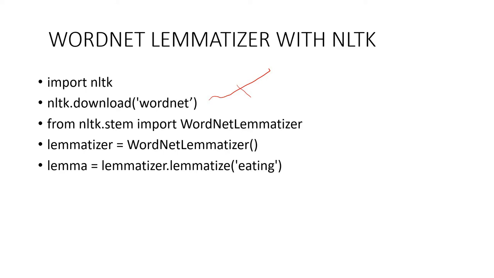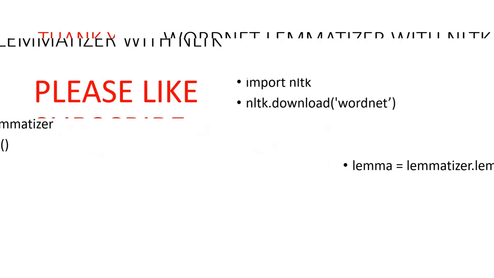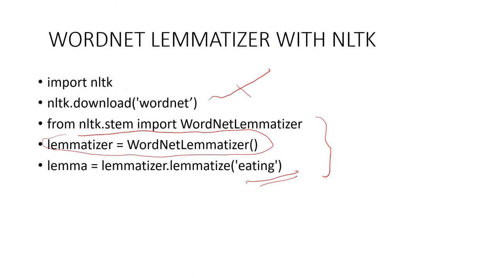After that, this is the piece of code you have to write: from nltk.stem import WordNetLemmatizer. Then you can create an instance of WordNetLemmatizer by using this code. This will create an instance of the lemmatizer. After that, you can create a lemma: lemma equals lemmatizer.lemmatize. With that method, if you give eating, the lemma of eating will be created. This is the implementation part, this is the way you do it.